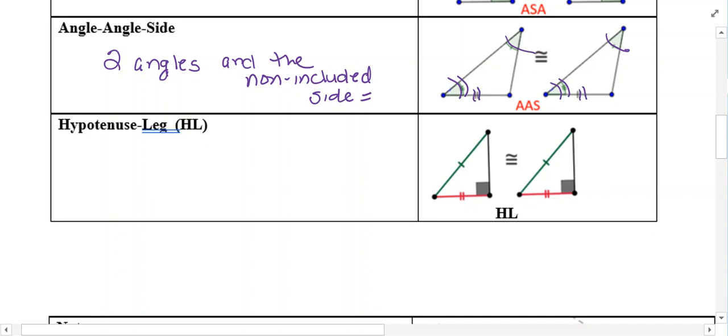The last one is only for right triangles, and it's called hypotenuse leg. If you know that it is a right triangle, all you have to show is that the hypotenuses are congruent and one of the legs are congruent. So hypotenuse leg. And if you look at this, this is actually angle, angle, side, side. It's the only case of angle, side, side that works.